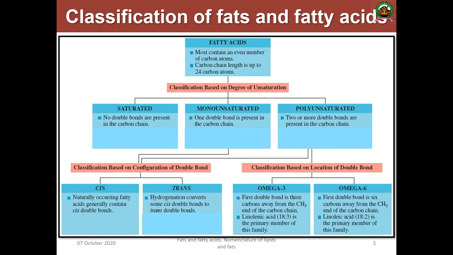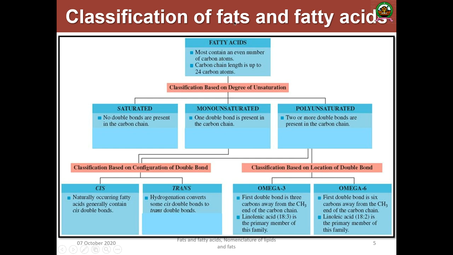And these fats and fatty acids are commonly classified into two groups. Before we discuss that, fats are commonly available in solid forms, and oils are in the liquid form. And the fatty acids generally consist of an even number of carbon atoms, and carbon atoms starting from 2 up to 24 can be present.